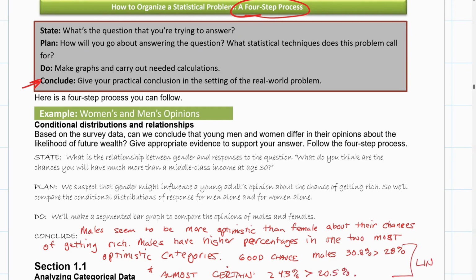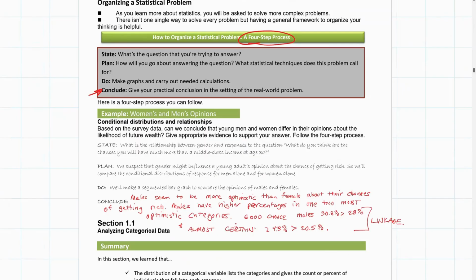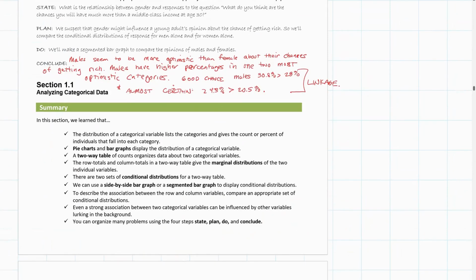Okay. And again, what is this called? This is called linkage. This is us not just having our opinion, but backing up that opinion with some sort of numerical backup. So we learned a lot in this second lecture of 1.1.